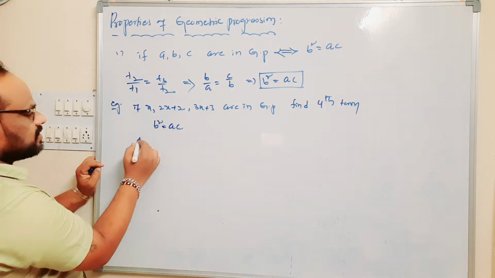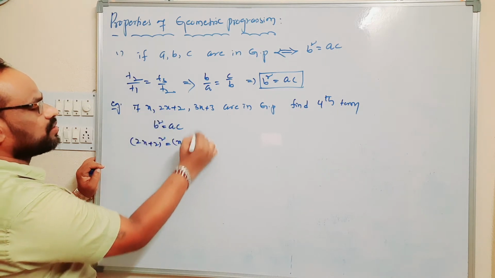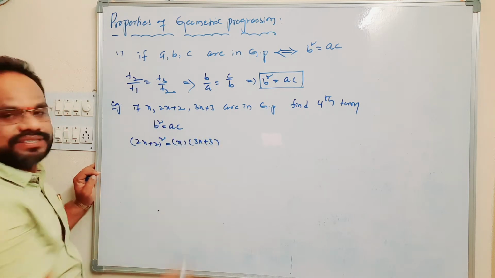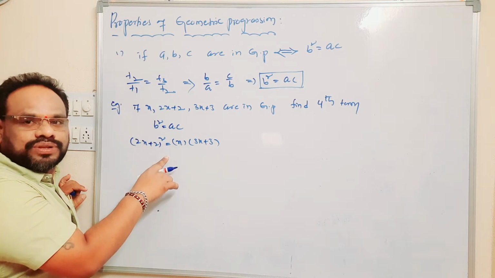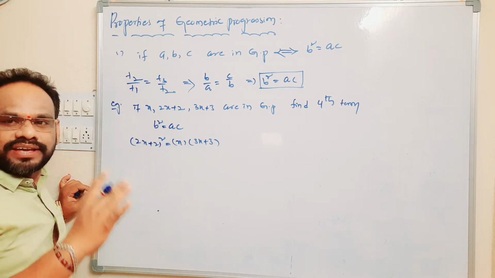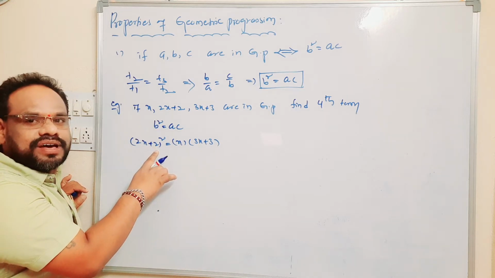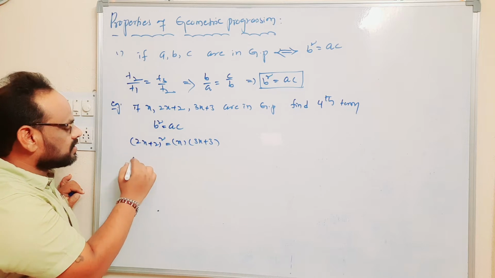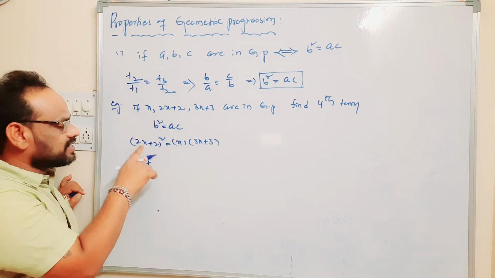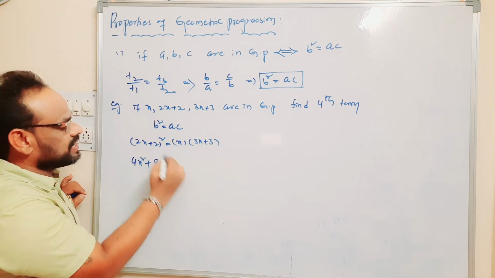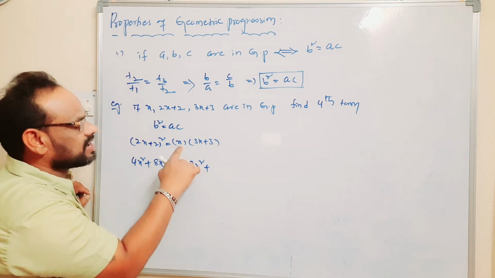So B square means 2x plus 2 whole square is equal to A value x into C value 3x plus 3. 2x plus 2 whole square is in the form of a plus b whole square, which is a square plus 2ab plus b square. Here a value is 2x and b value is 2. So a square means 4x square, plus 2ab, 2 into 2x is 4x, 4x into 2 is 8x, plus b square means 4, is equal to x into 3x is 3x square, plus x into 3 is 3x.